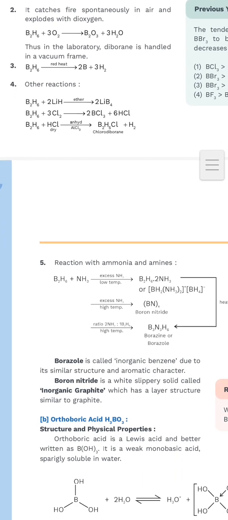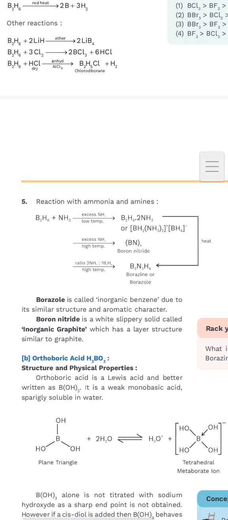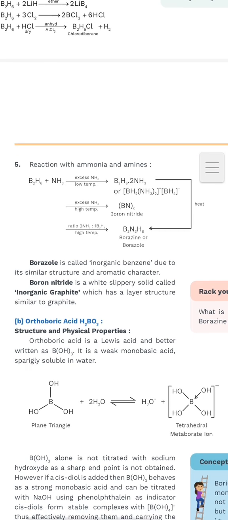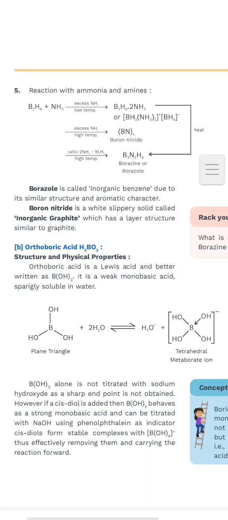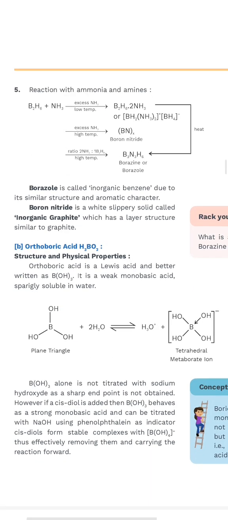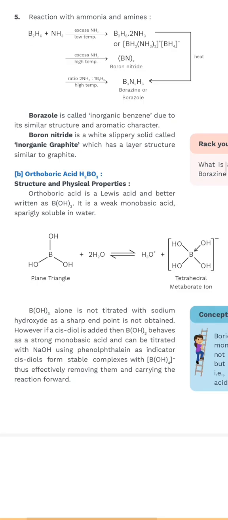Some other reactions of diborane are as follows. These are the reactions with ammonia and amines. Borazole is called inorganic benzene due to its similar structure and aromatic character. Boron nitride is a white slippery solid called inorganic graphite, which has a layer structure similar to graphite.